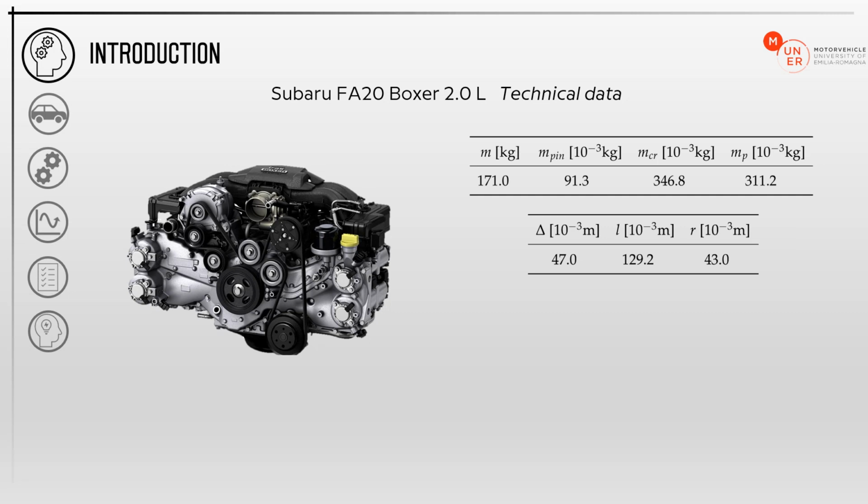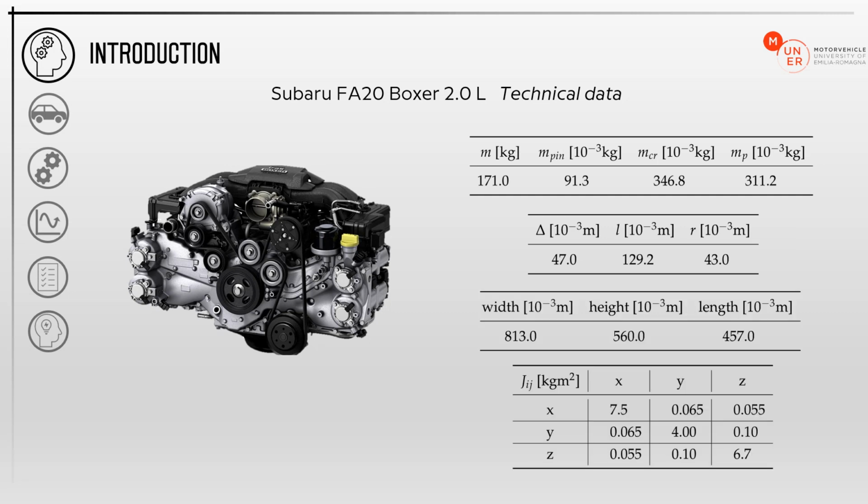The weights are displayed in the first table. The dimensions are shown. There are also the overall dimensions and the inertia metrics developed through a suitable CAD model.